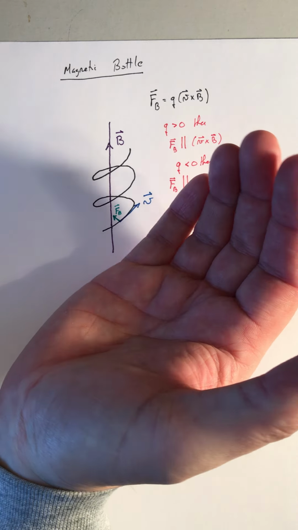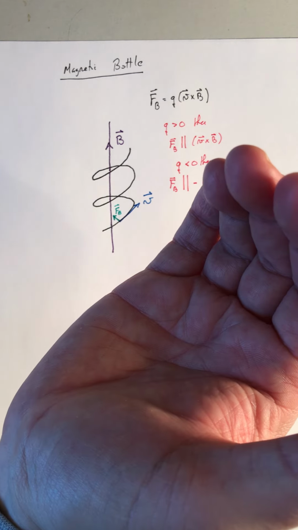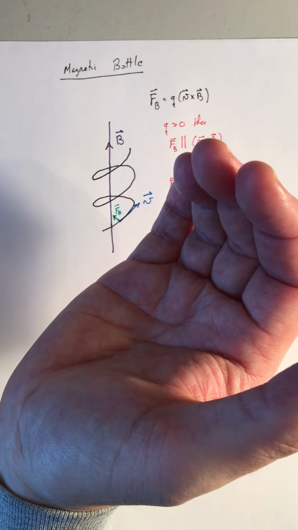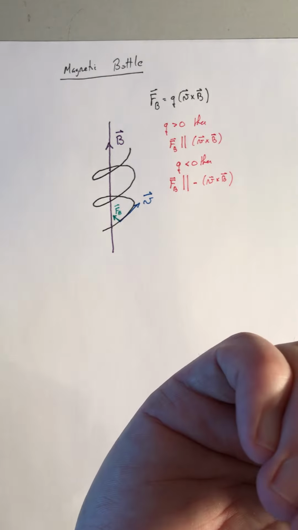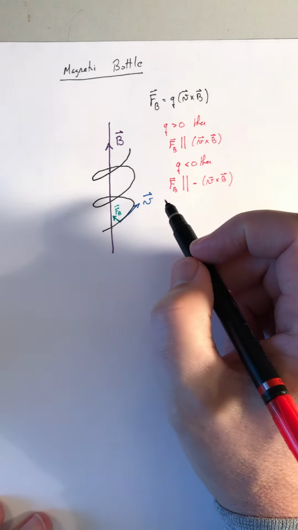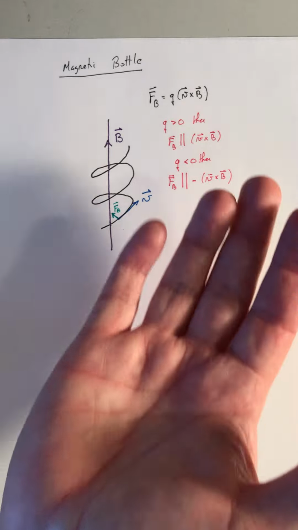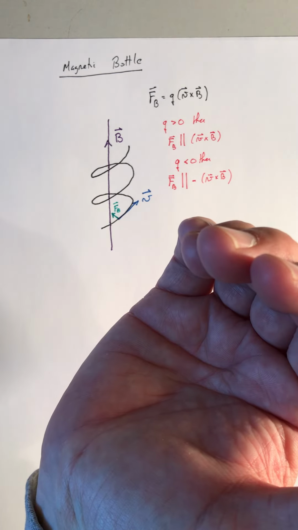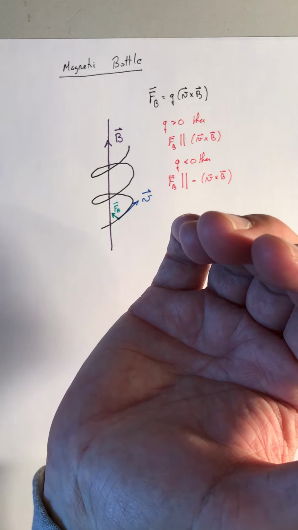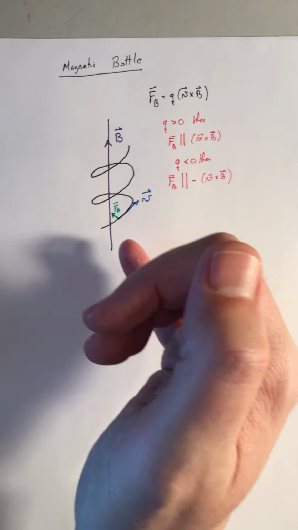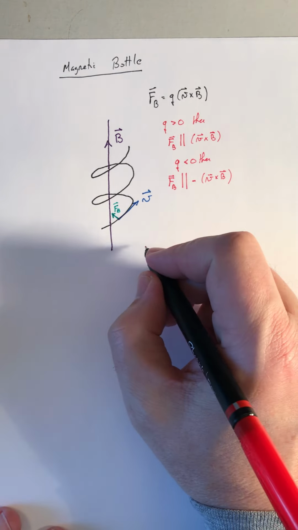V cross B going up the page is going to be directed out, away from the helical path, so it actually would bend in the opposite sense if it were a positive charge. Since V cross B is pointing out, away from the magnetic field line, then this must be a negative charge. The magnetic force is directed in towards the magnetic field line.